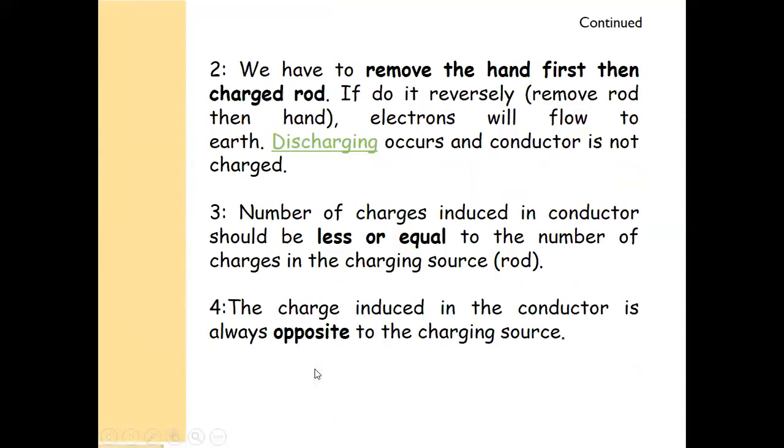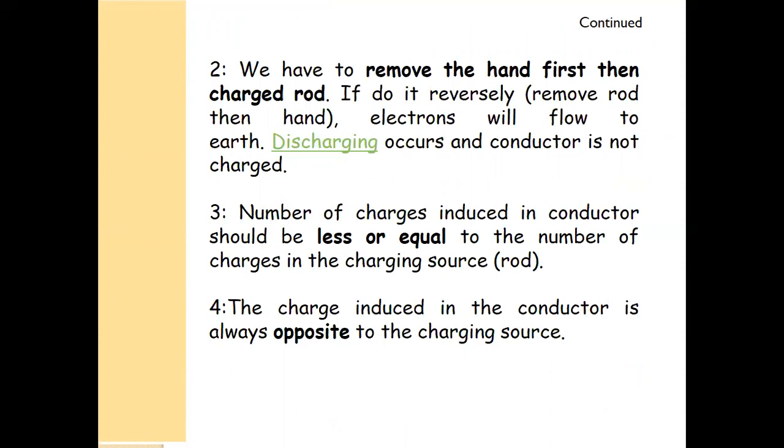Now the next point to note is that we have to remove the hand first. It means we are going to keep the charged rod in its place and remove the hand first. If we do otherwise, removing the rod and then the hand, the electrons will flow to the earth and discharging occurs and the conductor is not charged.